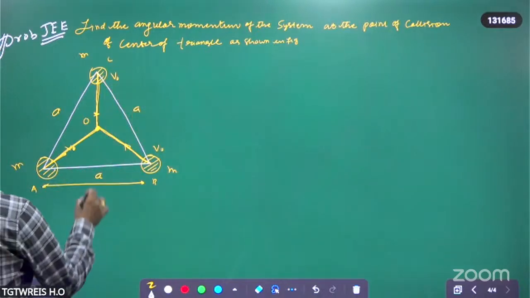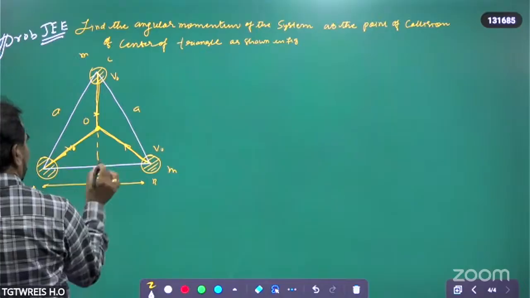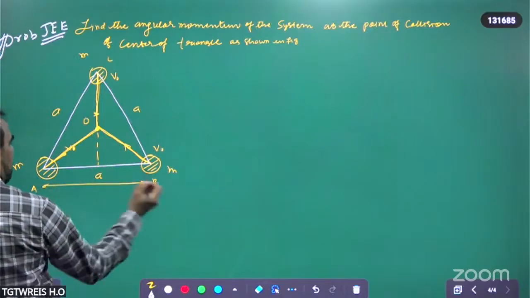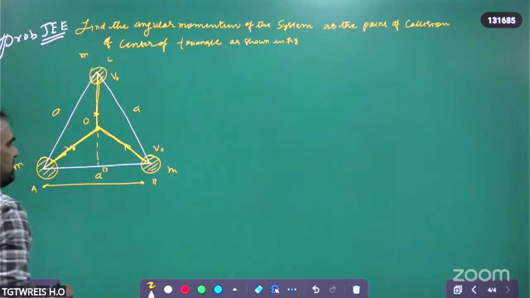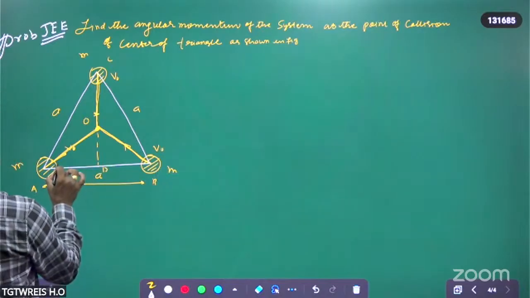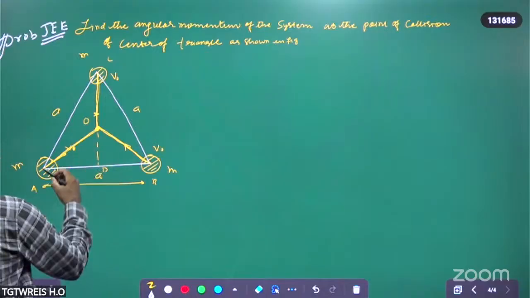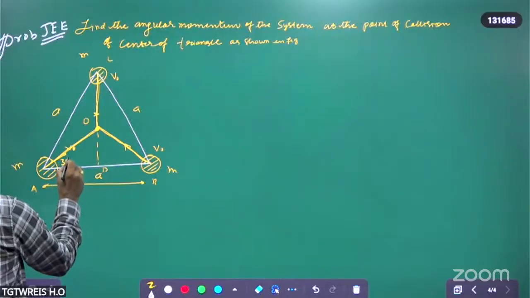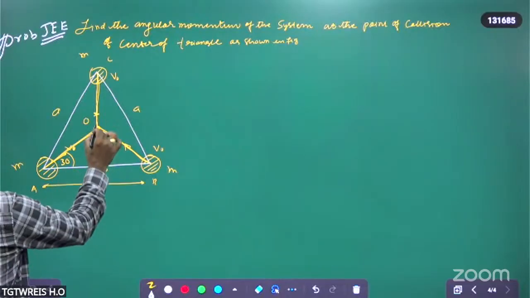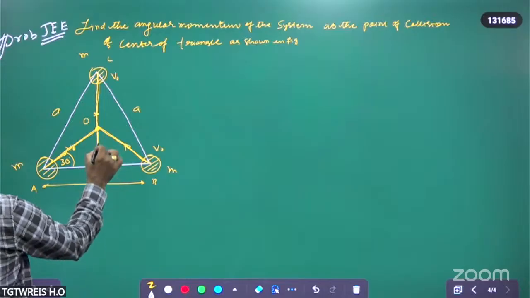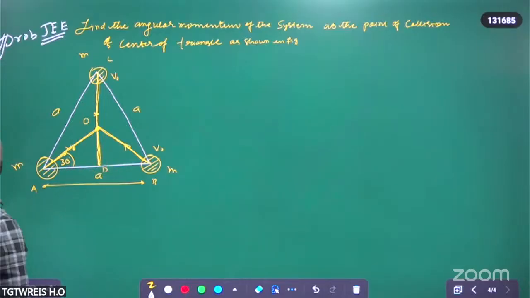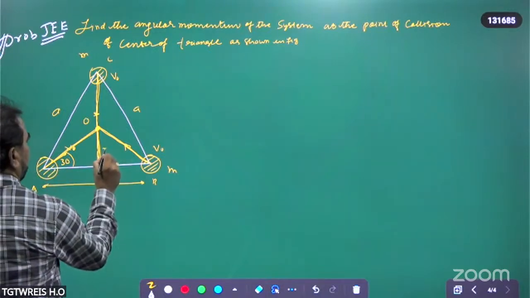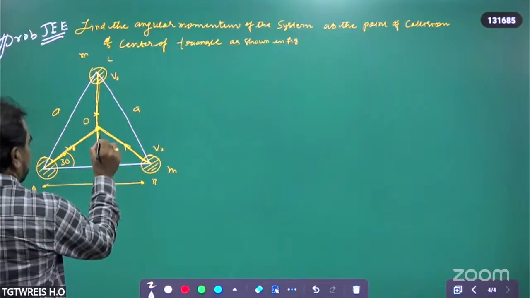Now I have to calculate the perpendicular distance. I draw a perpendicular on the line AB, which intersects it at a point D. The total angle is 60 degrees, so this angle is 30 degrees. The perpendicular distance from the point of interaction is not known. Let's take the perpendicular distance to be x.